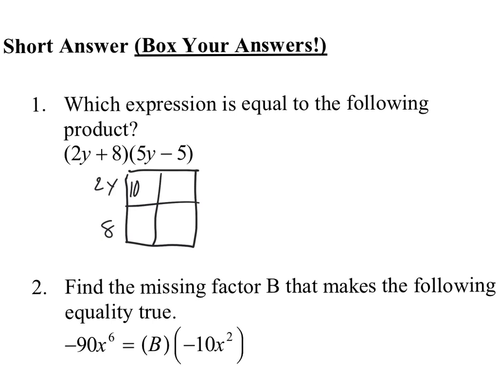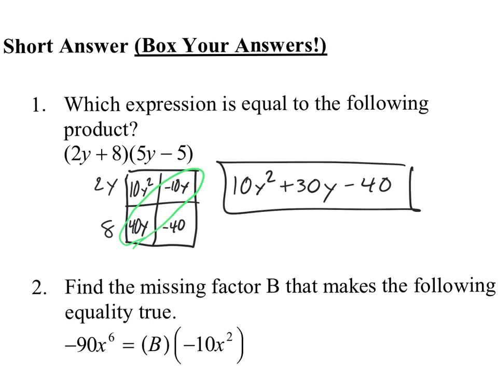So 2y times 5y would be 10y squared. Then 2y times negative 5 would be negative 10y. And then that would be 40y. And that would be negative 40. Now hopefully you recognize that those are like terms. And so when we combine all our like terms, we get 10y squared plus 30y minus 40. There we go. So that would be the answer you need to select.